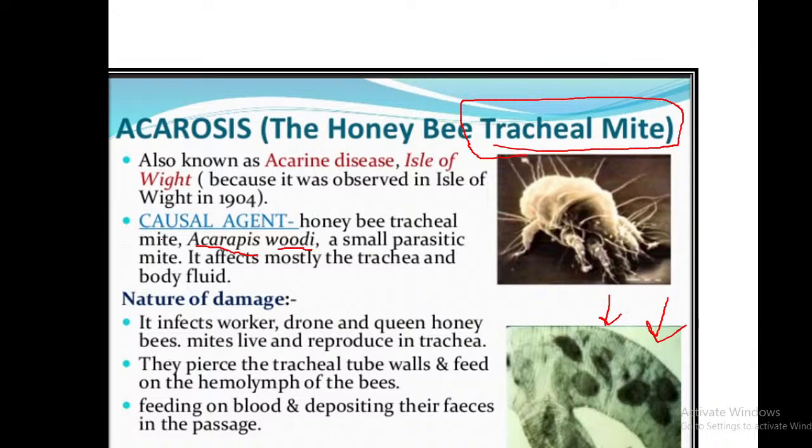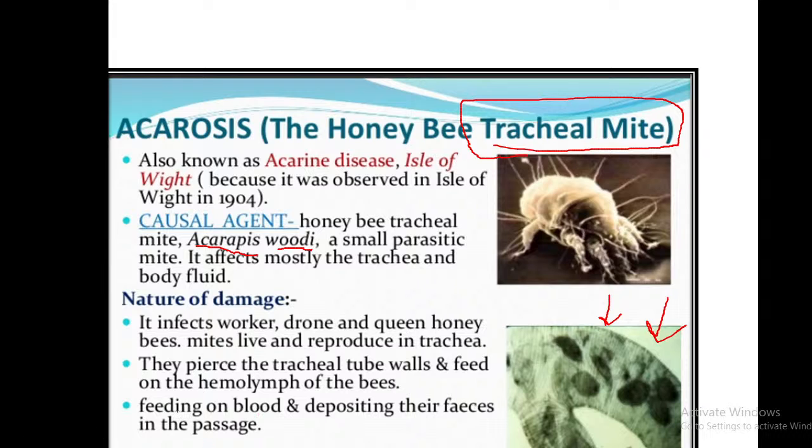It affects the trachea and the body fluid. It infects the worker, drone, and the queen honeybees, and they might live and reproduce in the trachea. They live in the tracheal tube, or the windpipe, of the honeybee.